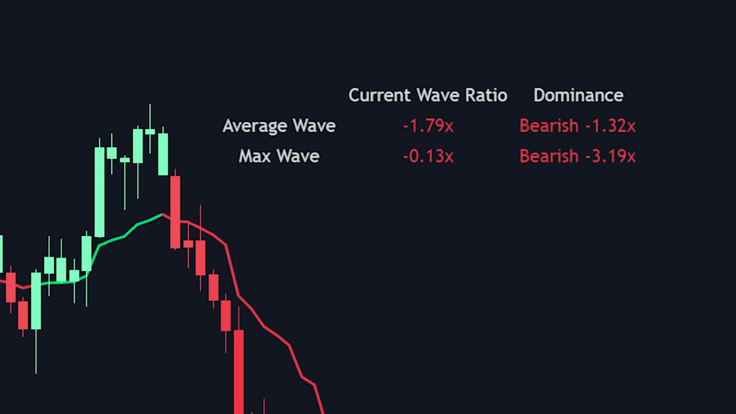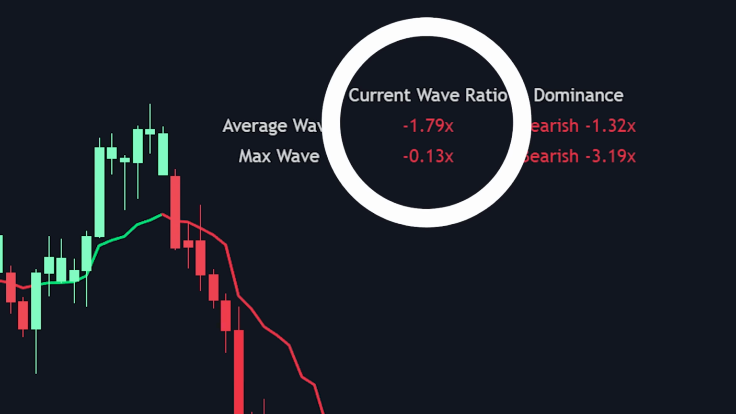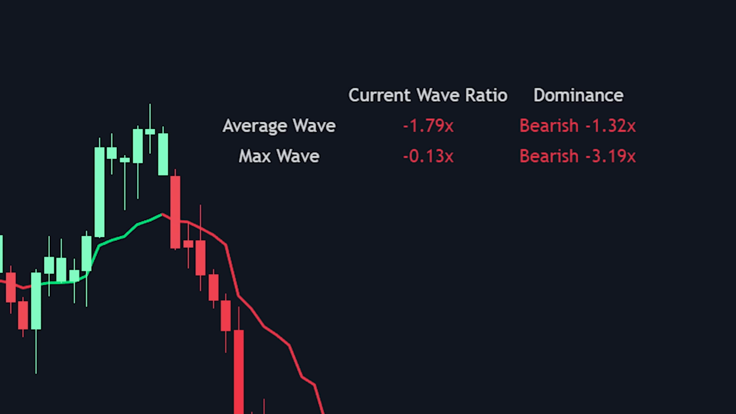Don't forget about that information table either. The fluctuations in the current wave ratio values can be monitored as early indicators of possible trend reversals, giving you yet another piece of this sophisticated puzzle.